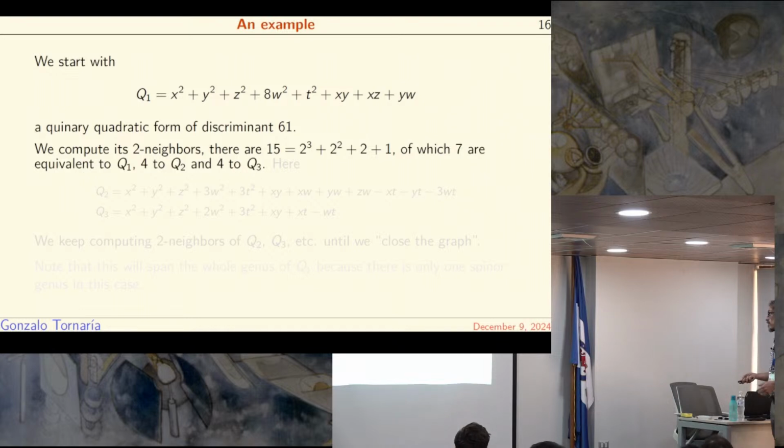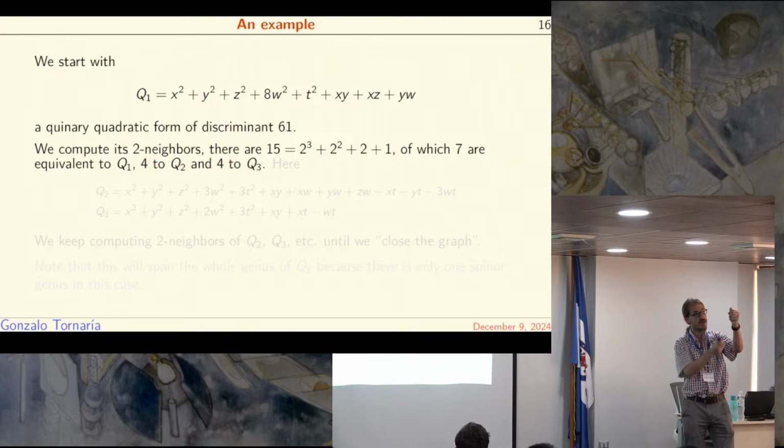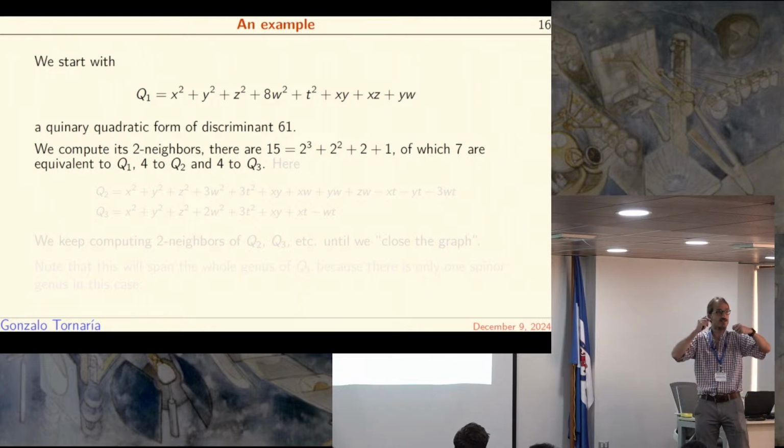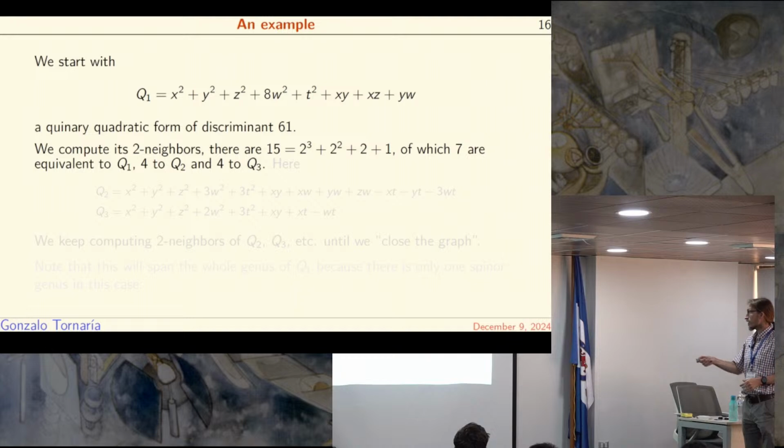And if you compute them, it turns out 7 of the 15 neighbors are equivalent to Q1, 4 are equivalent to Q2, and 4 are equivalent to Q3. So we have a lattice, we find the neighbors, there are 15 different lattices, but maybe some lattice is equivalent to the original one. In fact, 7 of these 15 lattices are equivalent to the original one, but other classes show up. And now you have to compute the 2-neighbors of Q2, and then maybe some new classes appear, and the neighbors of Q3, and so on and so on.